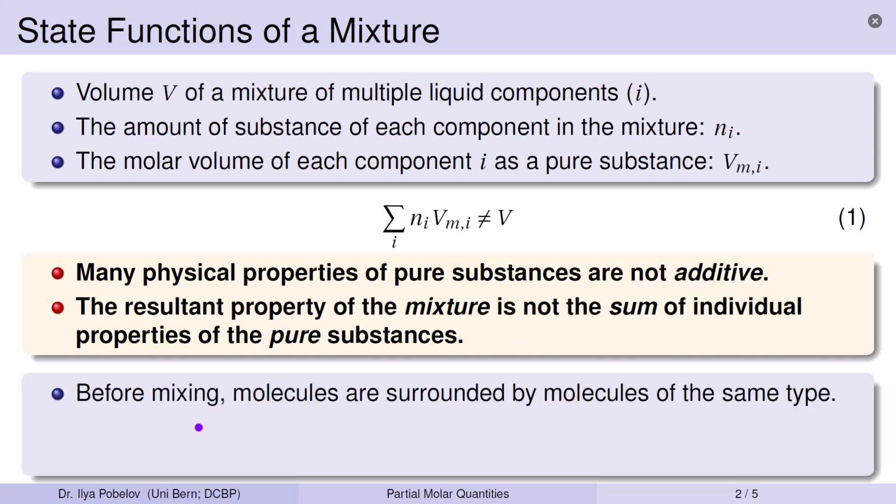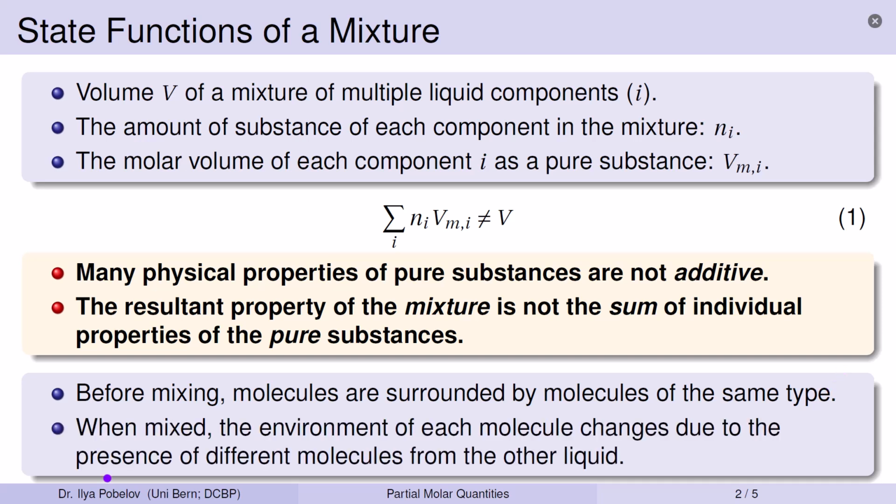In their pure states, the molecules of each liquid are surrounded only by molecules of the same type. However, when mixed, the environment of each molecule changes due to the presence of different molecules from the other liquid. These intermolecular interactions between molecules of different types add complexity to the collective behavior of the mixture.